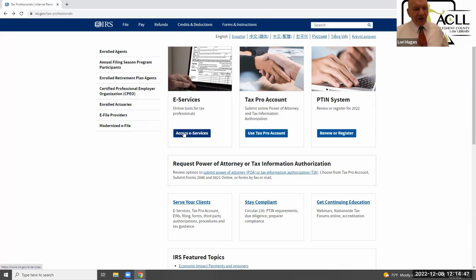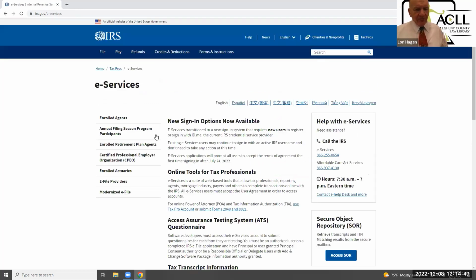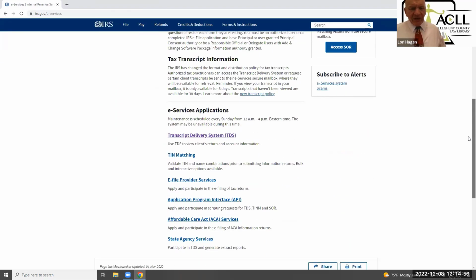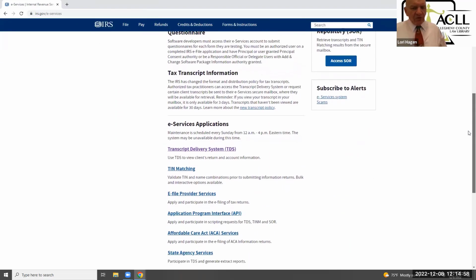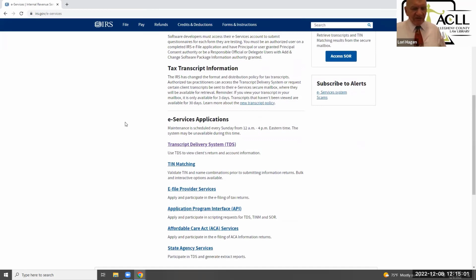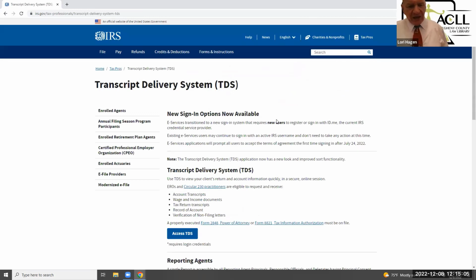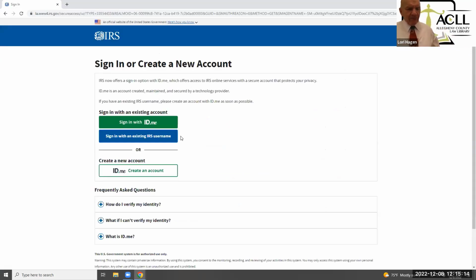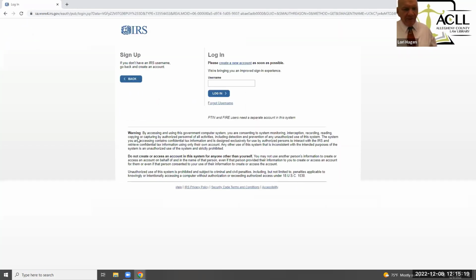But anyhow, getting to your Access e-services, and they have all sorts of explanations as to what you would be doing with your e-services. And what I utilize most is e-services, where I'm going for the transcript delivery system. And when I go through there's more explanations about it, but I'm going to access the transcript delivery system, and I'm going to sign in with my username, hopefully.